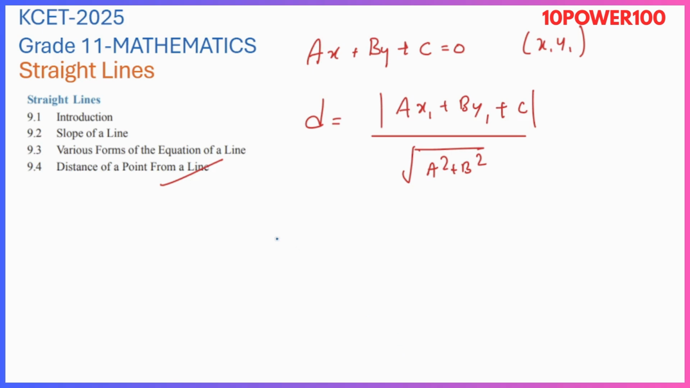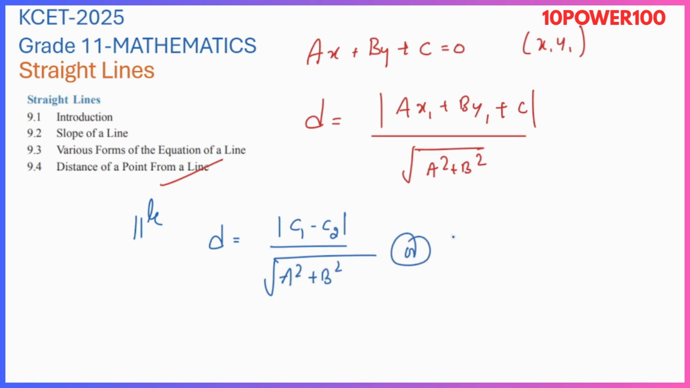Next we have distance between two parallel lines. In that case, the formula is d is equal to modulus of (c1 minus c2) whole divided by square root of a square plus b square. Either we can use this, or there's one more formula: modulus of (c1 minus c2) whole divided by root of 1 plus m square. Here, don't worry, the slope is the same for both the lines since they are parallel. So we can use any one of these formulas to find out the distance between two parallel lines.